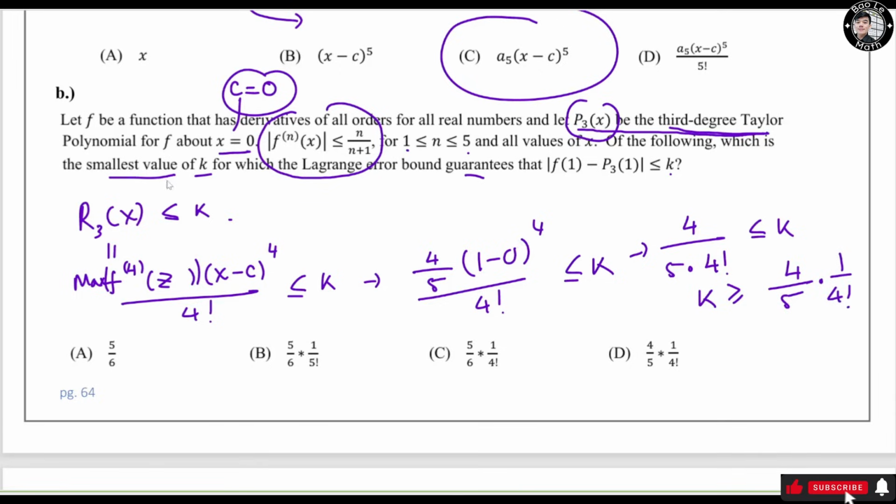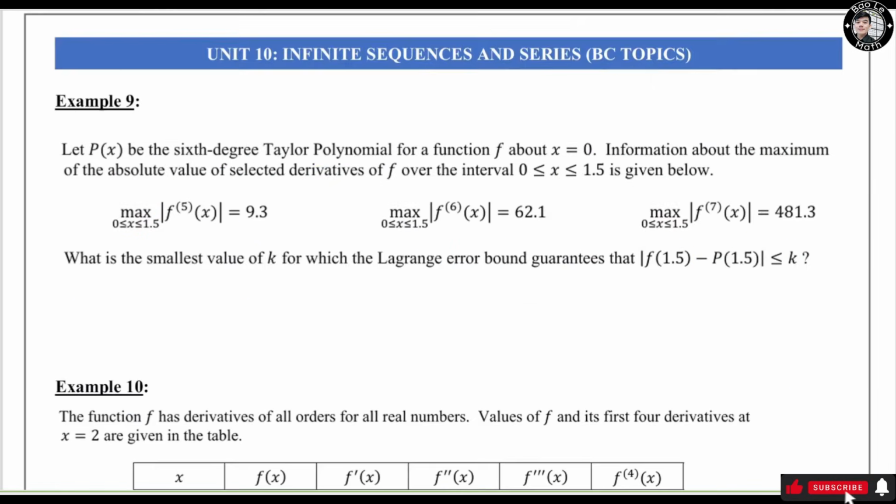Now let's say the smallest value, which means the minimum of this one, occurs when the equality holds. So the minimum is k equals 4 over 5 times 1 over 4 factorial. The answer is D. Now let's move on to example number 9.